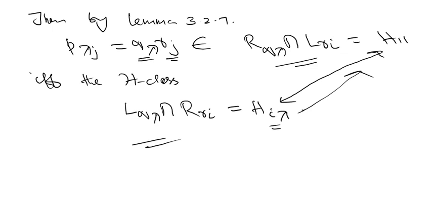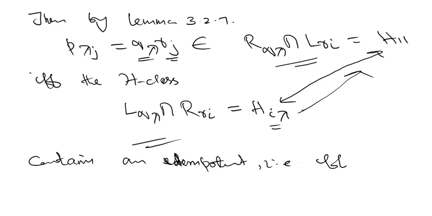So this is true H11. This element is in H11 if and only if this product, this intersection, H_I lambda, contains an idempotent. The product will be in the intersection if and only if it contains an idempotent, that is, if and only if H_I lambda is a group. So if it contains an idempotent, if and only if H_I lambda is a group.